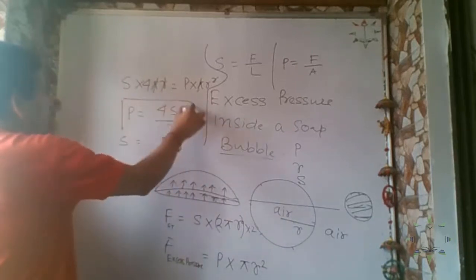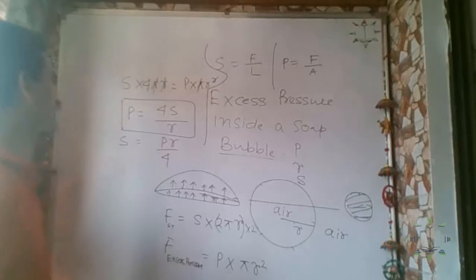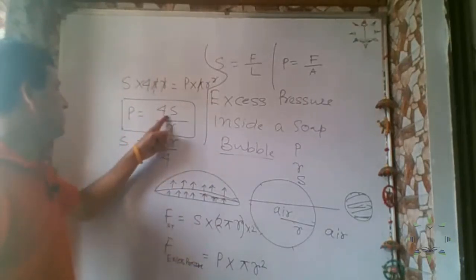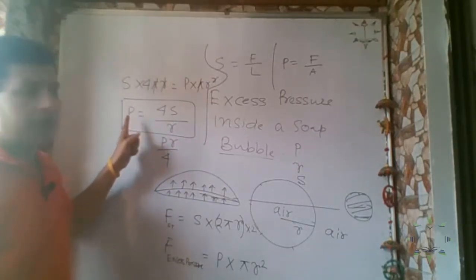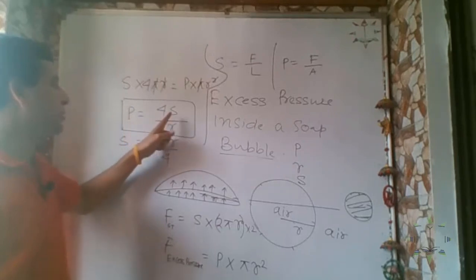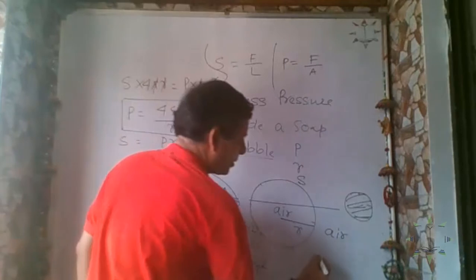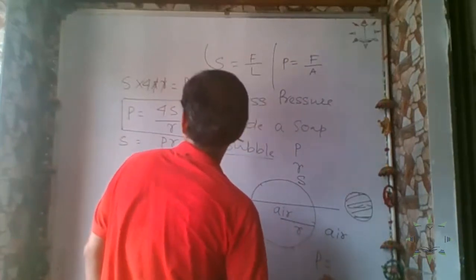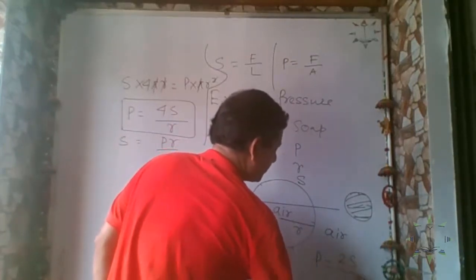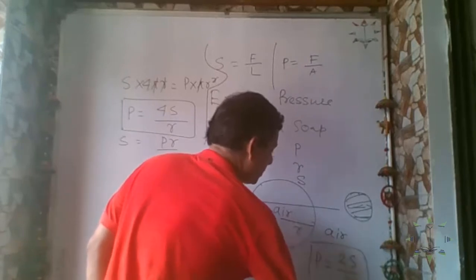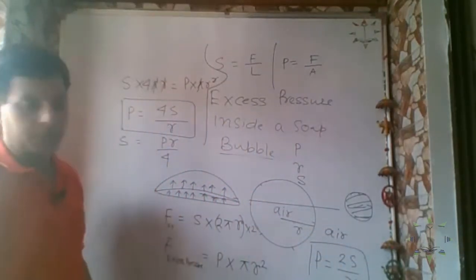So anyway, you can represent it like this. So what is the relation between surface tension and excess pressure? Excess pressure is equal to 4 times the surface tension divided by radius. But in case of a droplet, P equals 2S by r, because there is only one free surface.